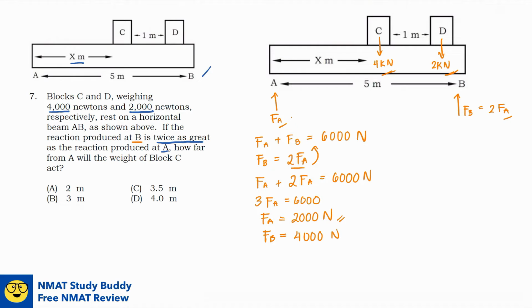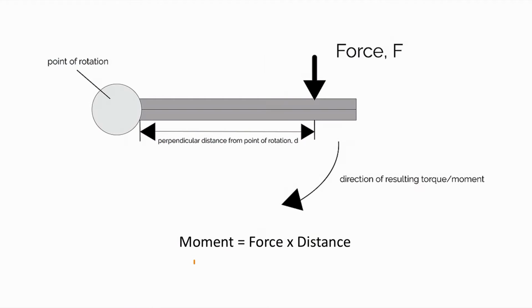So, nakuha na natin yung value. Ito 2,000 newtons. This one is 4,000 newtons. And then, ang next naman natin kukunin is yung equation ng moment dito sa horizontal beam. Before that, alamin muna natin kung ano yung moment.